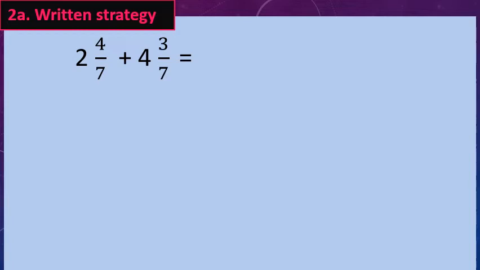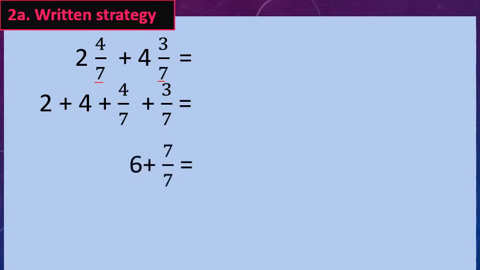Okay, now let's move on to written strategies. So here we've got our two mixed numerals, 2 4/7 and 4 3/7. Now I can first see that these mixed numerals have the same denominator, so it's 7ths here. Now what I want to do is split it apart, so I'm adding the whole numbers first, and then I'm adding the fractions together, because I can add these two fractions because they have the same denominator, so I'm good to go. So 2 plus 4 is 6, and 4/7 plus 3/7, well, 4 plus 3 is 7. We're talking about 7ths, so now I have 7/7.